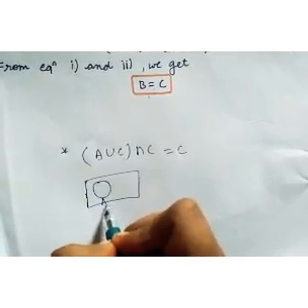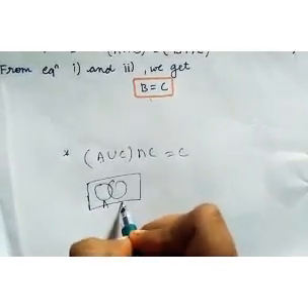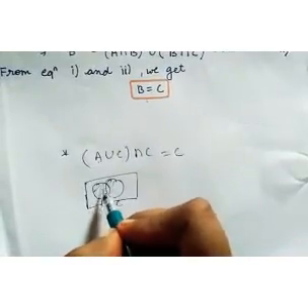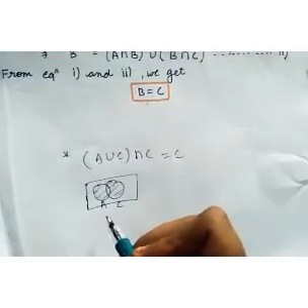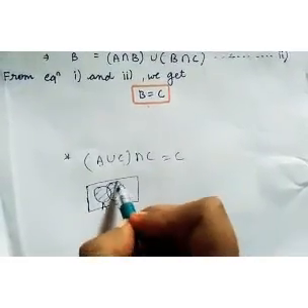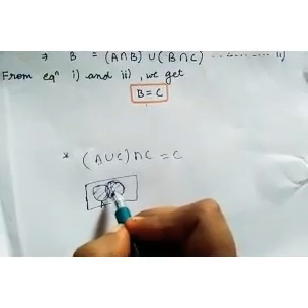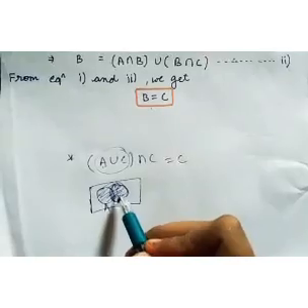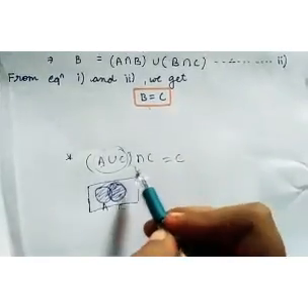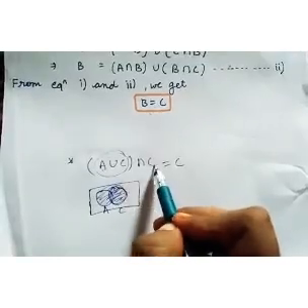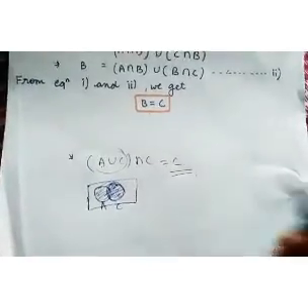Let this be set A and this be set C. So this whole region will represent A union C. Now the intersection of A union C with this set will give you the common part between A union C, that is this whole shaded portion, and only C. The common part will be set C. Therefore, A union C intersection C will come out to be C.